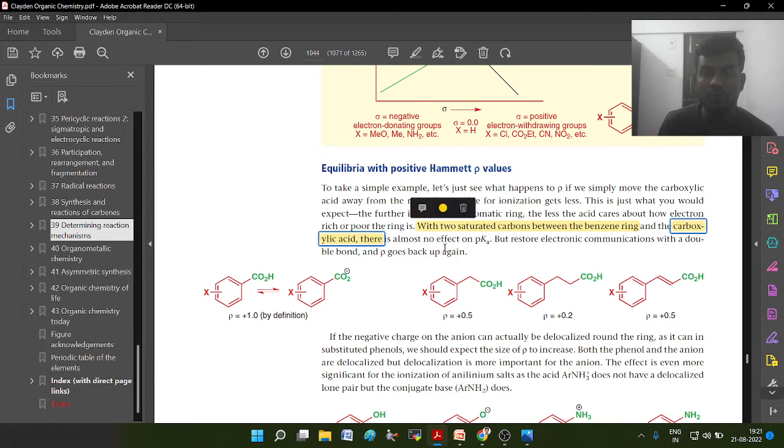There is almost no effect on pKa. But restore electronic communication. So this word I like, electronic communication. By how? Adding a double bond. With a double bond, rho goes back up again. So we are getting rho back up to 0.5. So that's what we're discussing here.